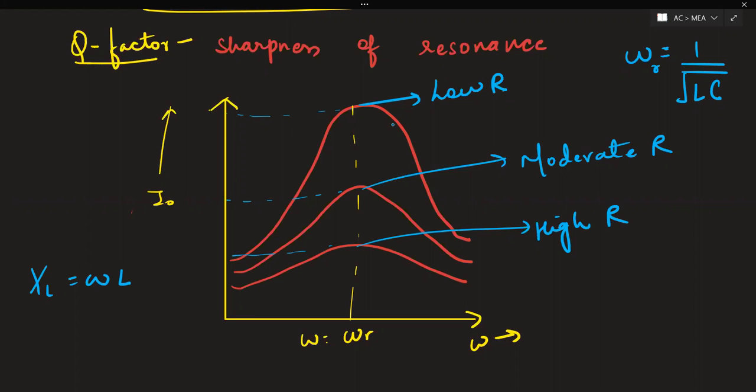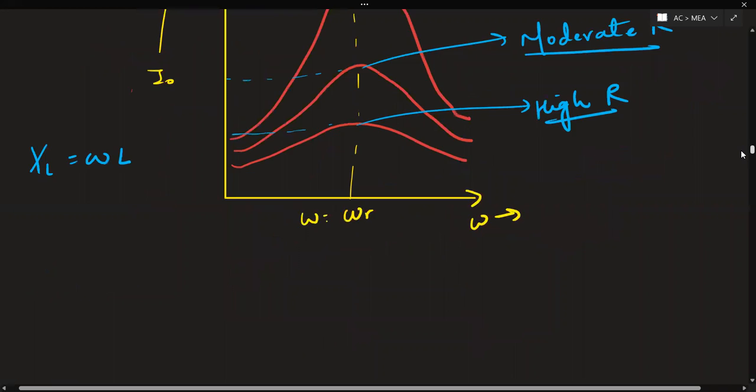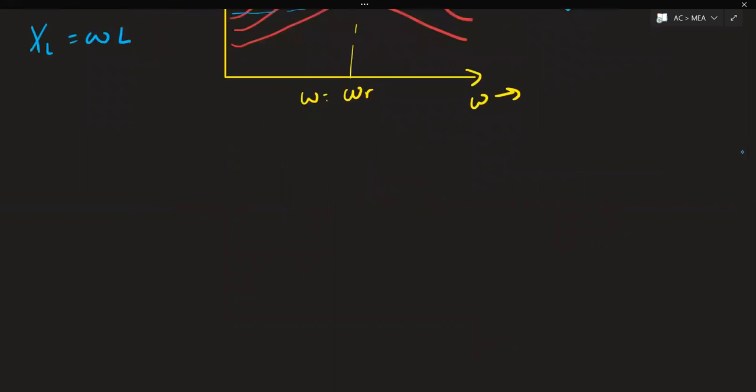Though it is independent, the sharpness of the peak depends upon R. Have you noticed this fact? Whether the peak will be sharp or blunt depends on the value of R, moderate, high, or low. For a small value of resistance, we get a sharp curve. For a high value of resistance, we get a flat one. So sharpness of resonance is measured by a coefficient that is called the quality factor, or Q factor, of the circuit. This Q that we write is actually the quality factor.